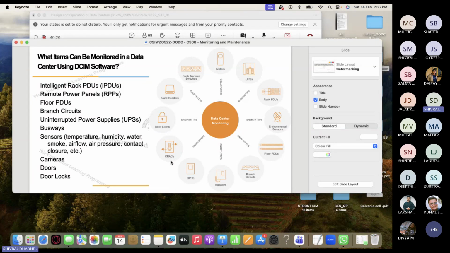So what are these things? What is busways? Suppose somebody asks you what is busways in the data center. Anybody can tell me? Because a lot of wiring is there. So what is busways in data center? Anybody knows what is busways in data centers?